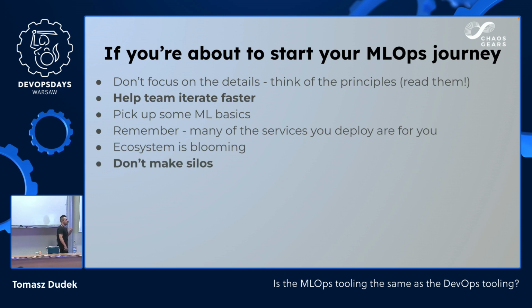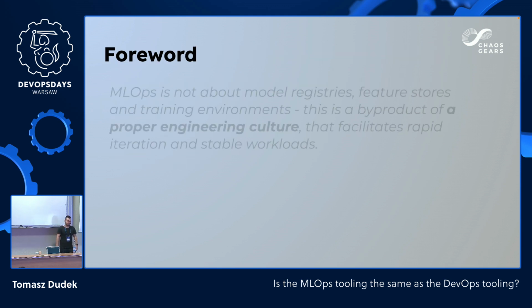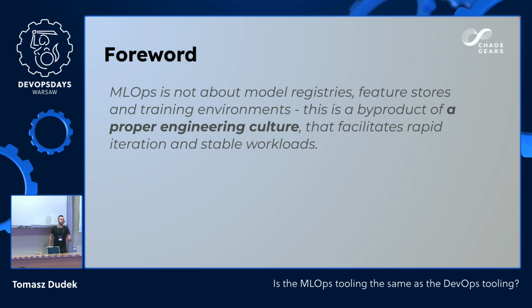And don't make silos. If you pick a technology for your team, always consult with everybody that is going to use that technology, or even consult that with your entire enterprise. Otherwise, you're going to make a silo, and you're going to pick a technology, for example, for your data scientists that they are going to hate and won't use, and you'll all waste a lot of time.